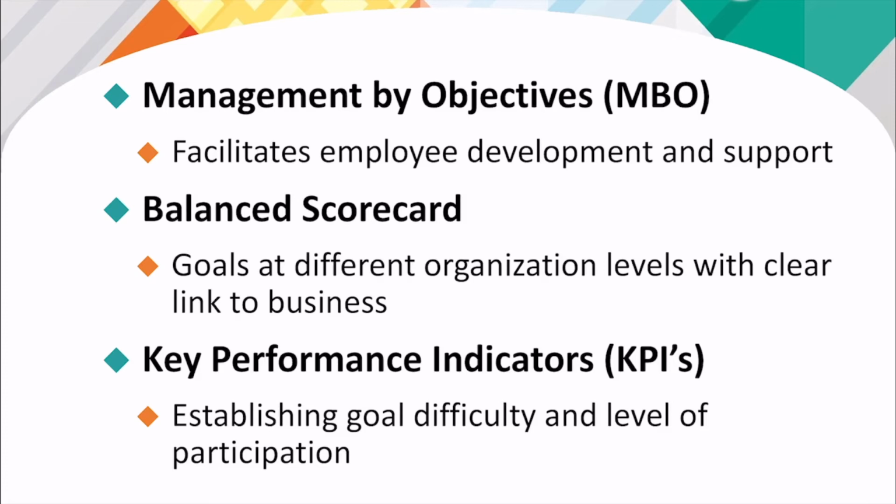Now, key performance indicators. These are establishing goal, difficulty, and level of participation. So, key performance indicators will determine how difficult the goal will be and how much involvement needs to be contributed to those objectives or goals that are being set out by the company.